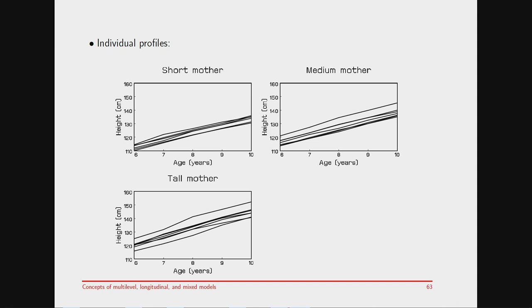And what kind of information are we talking about then? Well, first of all, we see that the overall trend is about linear.